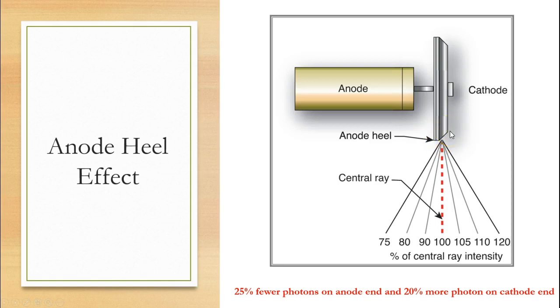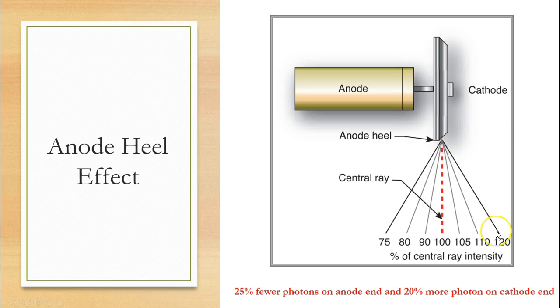So we say the cathode side, fat cat, okay? Fat cat eats more. So there's more with the fat cat. So here's 100%. So straight down, you're getting 100% of your intensity. On the anode side, you're losing 25% of your intensity because this is absorbing your X-rays.